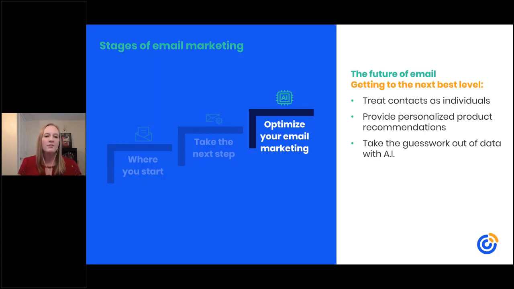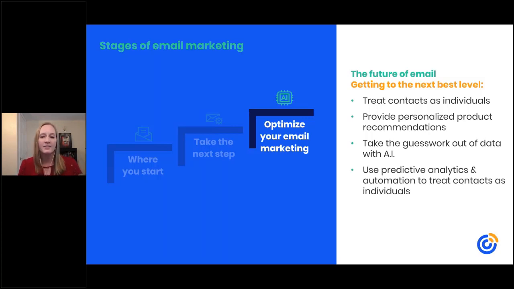So in the future of email or the next best level, that means taking the guesswork out of using important data that you're getting from your subscribers and the actions, and using AI or artificial intelligence. That's what I'm talking about when I talk about AI. That AI helps you to improve your results, ultimately helping you to sell more online. And all of that means you're using predictive analytics and automation to treat those contacts like the individuals they are, really saving yourself some time and some effort in the process.